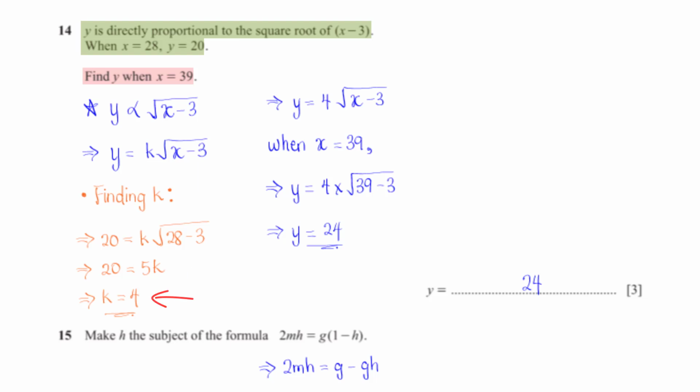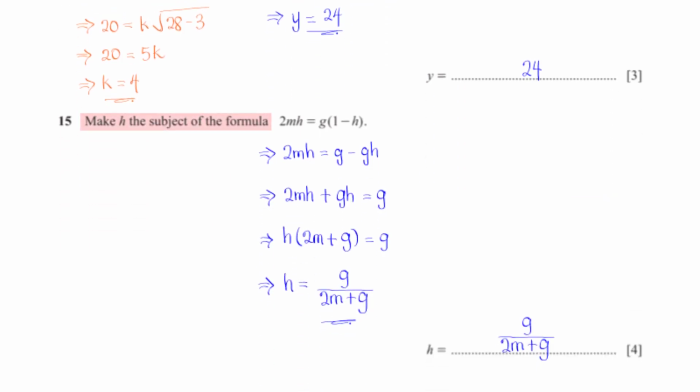So now we have y is equal to 4 times the square root of x minus 3. When the value of x is equal to 39, we have y equals 4 times square root of 39 minus 3. When we type this into the calculator, we get the value of y as 24.